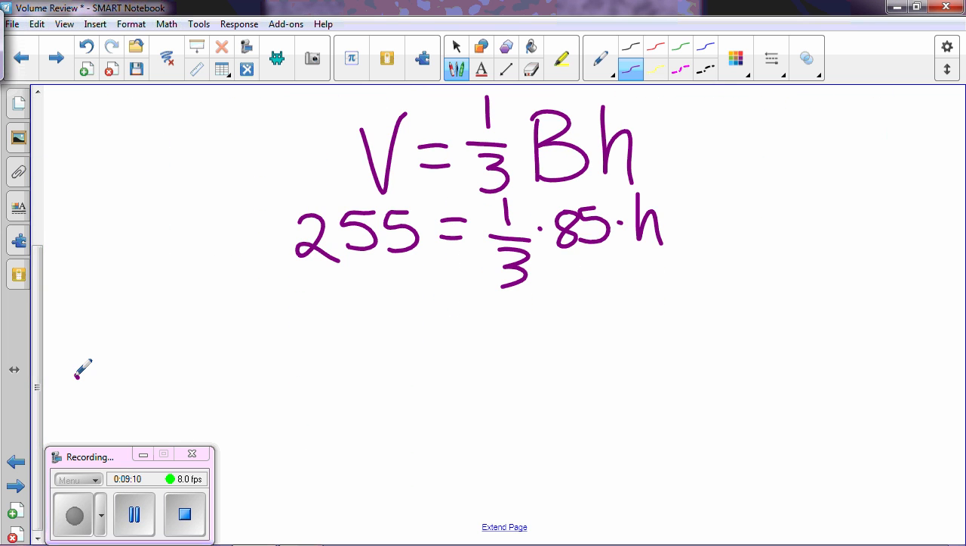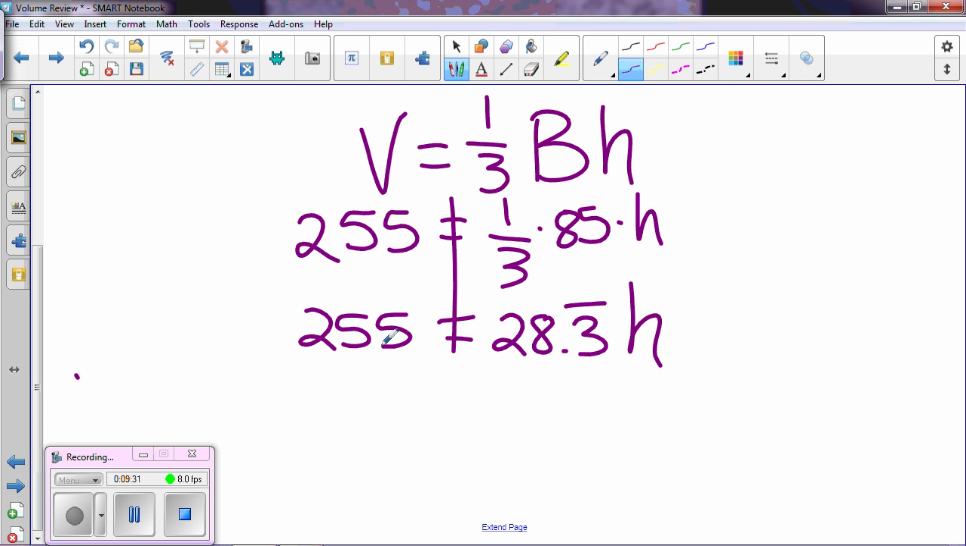Now, if there's anything you can combine, why not? Make less work for ourselves. So 85 divided by 3, or times 1/3, gives us 28.3 repeating, times the height, equals 255. Now I have less to move over since I combined the 85 and the 1/3. So 28.3 and H are being multiplied. The only way to solve is to do the inverse and the opposite and divide by 28.3 repeating on both sides.